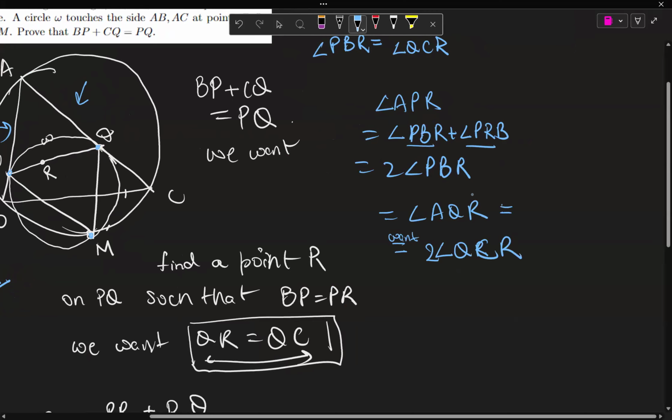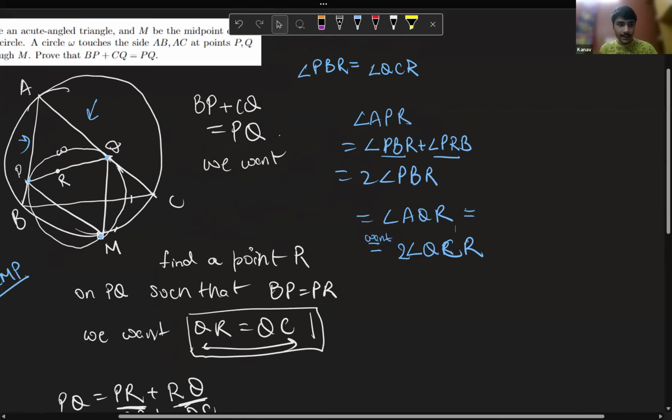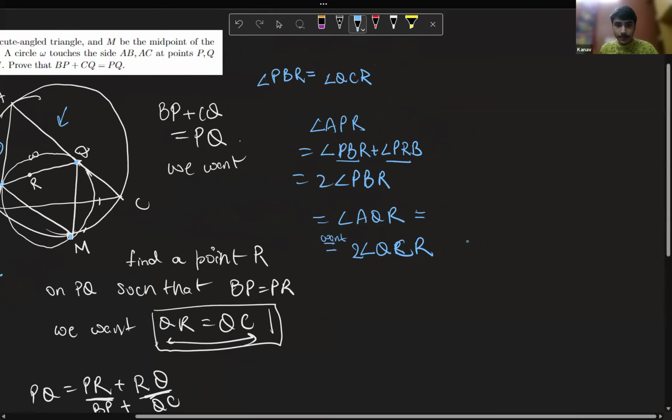Because ACR is equal to, by exterior angle again, we have, I'll just slightly zoom out so that the diagram is visible as well, angle QRC plus angle QCR. And we want to show QR is equal to QC, remember. So if we can show this equality, we would be done.